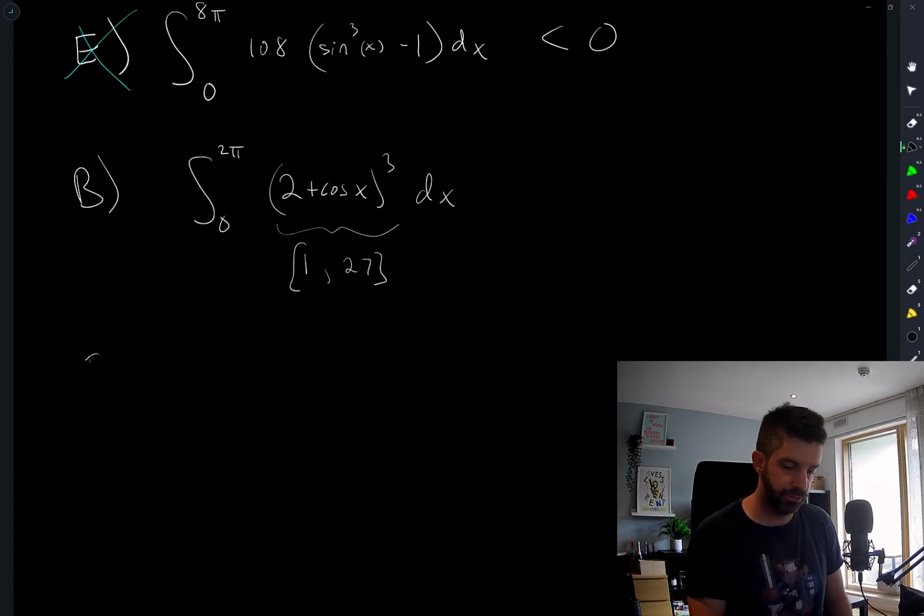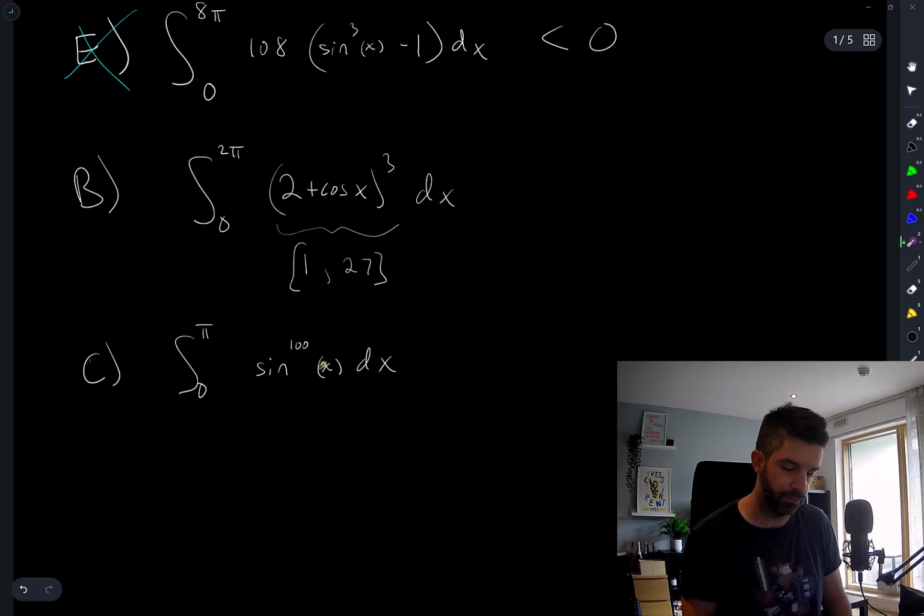Let's look at option C, which is an integral from 0 to pi of sine to the power of 100x dx. So this is not going to be even close. This function is always between 0 and 1, and this is a function which is always greater than 1. So certainly option C will be less than option B. So we can eliminate that right away.